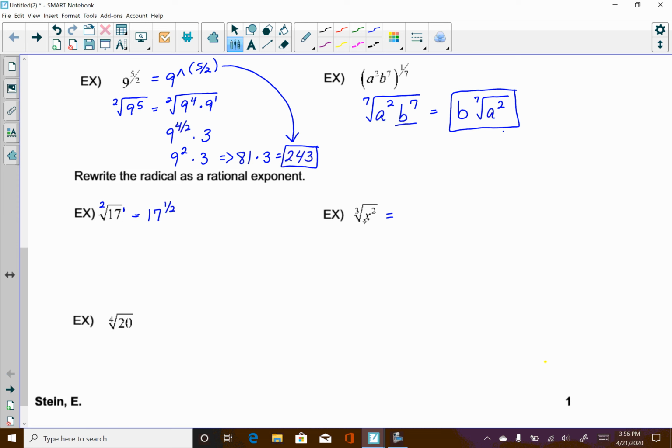and that would be your final answer. Moving to the right, the cube root of x squared, I can rewrite that as x to the 2 divided by 3, x to the 2/3. And then lastly, the fourth root of 20. Remember, imaginary 1 here, so this is the same as 20 to the 1/4 power. Final answer.